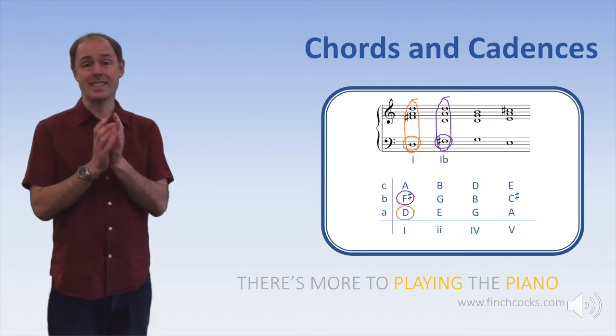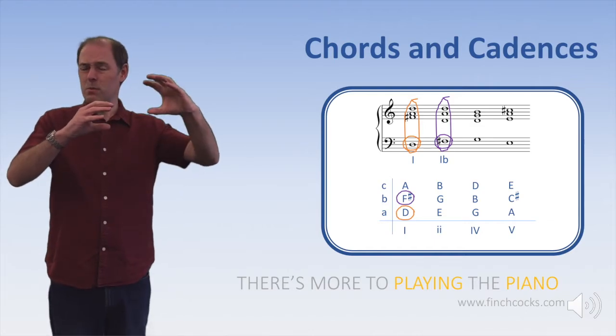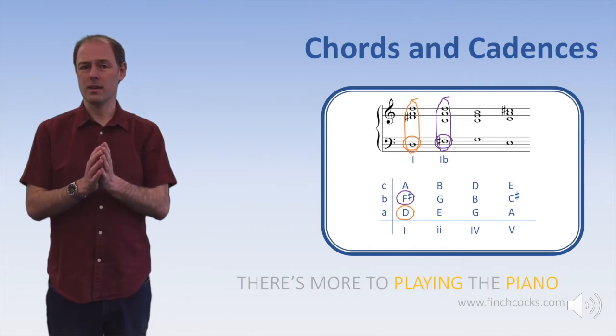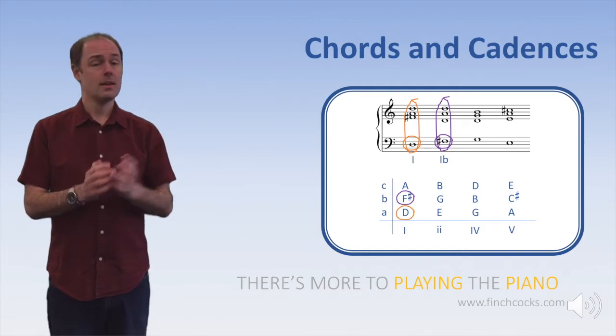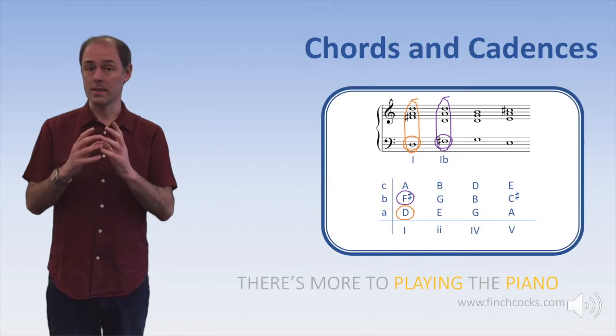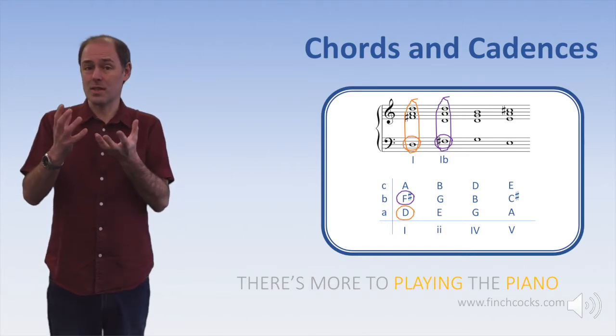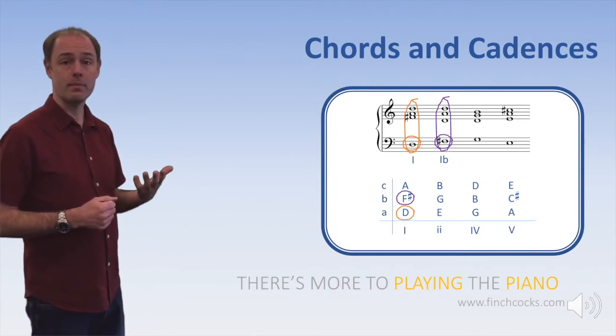The reason it has a different name is because you move away from 1B in a quite different way than you move away from chord 1. For example, a piece of music will often end on chord 1, but a piece of music will very rarely end on chord 1B. It just doesn't sound so stable. So we call it something different because we treat it differently.